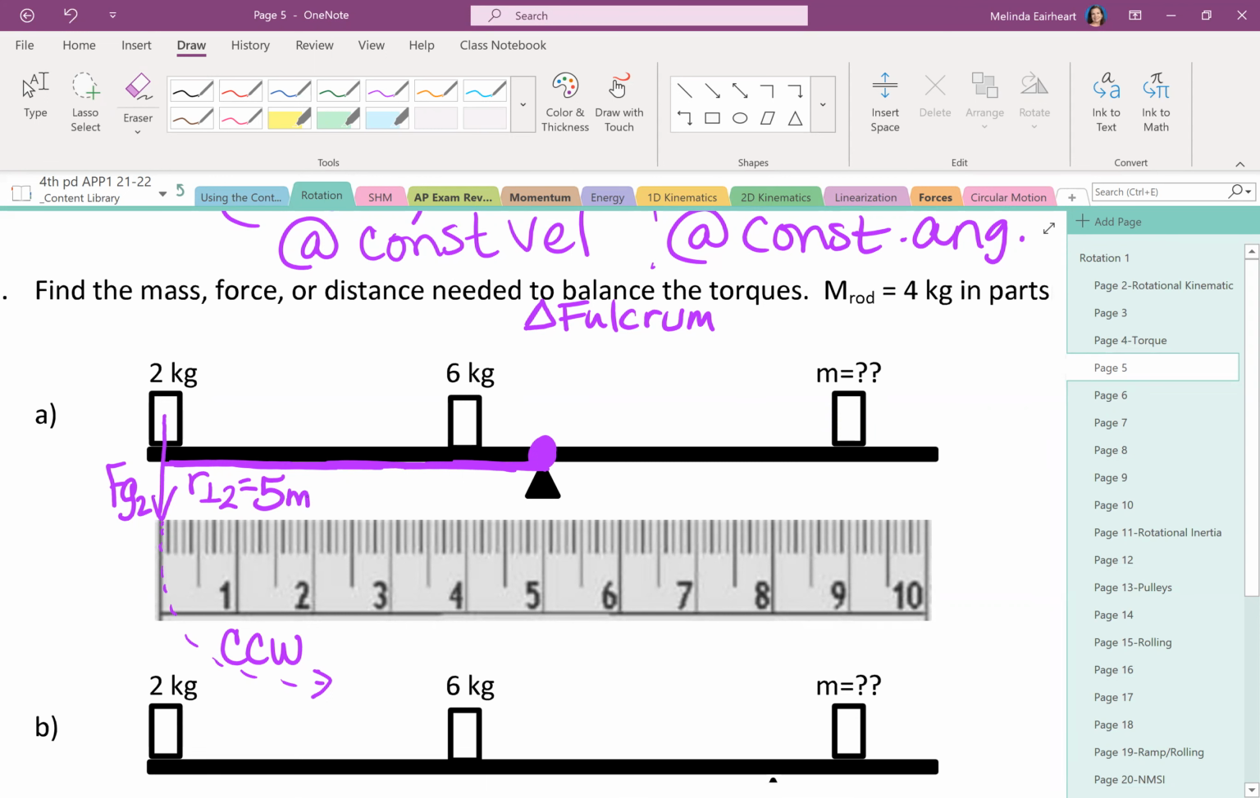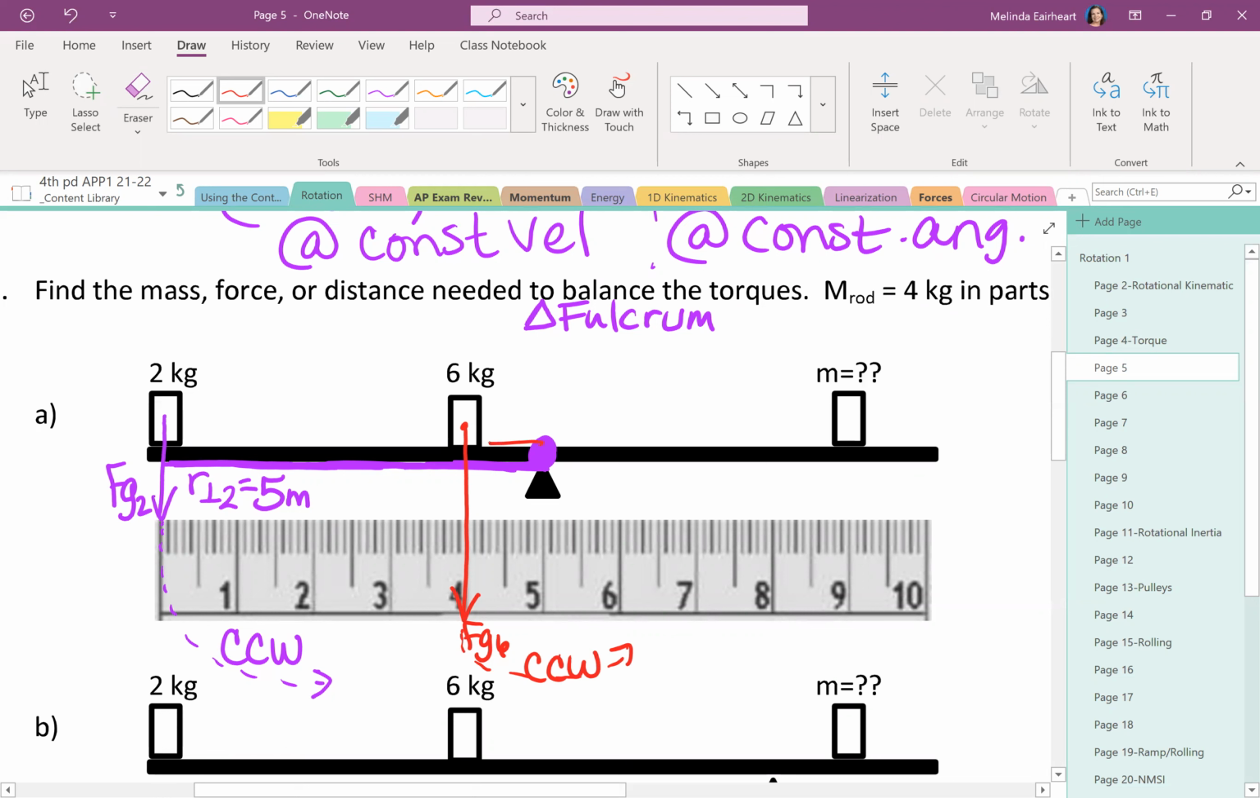Good with the 2. Now let's rinse and repeat. Let's do the 6. 6 kilogram maybe has an even bigger force, right? So FG6, well, it's still a down force on the left side. And so if you were to imagine it wrapping around the pivot, it's going to rotate also counterclockwise. What's the lever arm for the 6 kilogram?